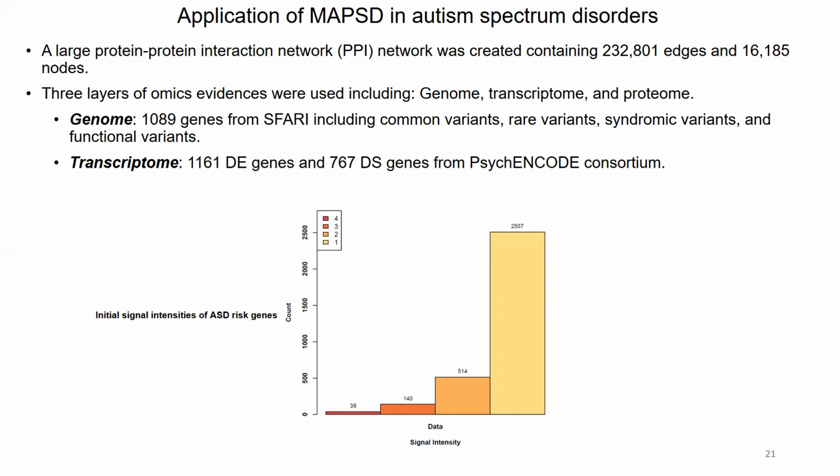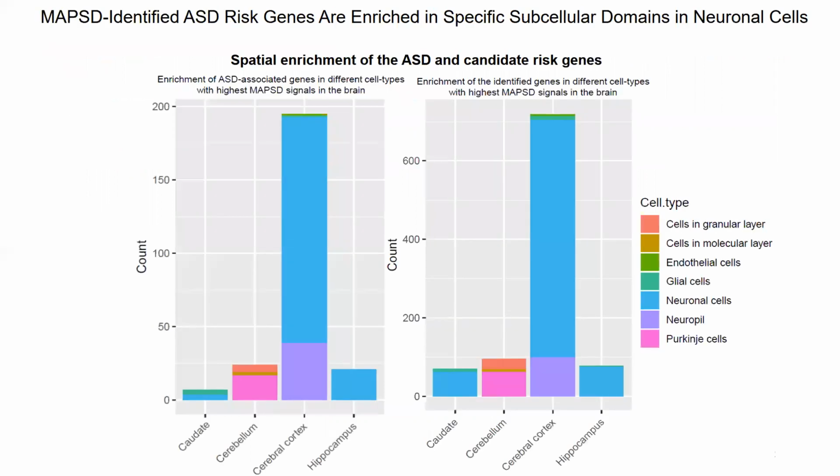So in this study, we collected 3 layers of omics data, including genome, transcriptome, and epigenome. Upon running the model, we came up with a short list of candidate risk genes. We were interested to analyze the spatial enrichment of our findings within a cell at the protein level and then compare them with the known autism genes.